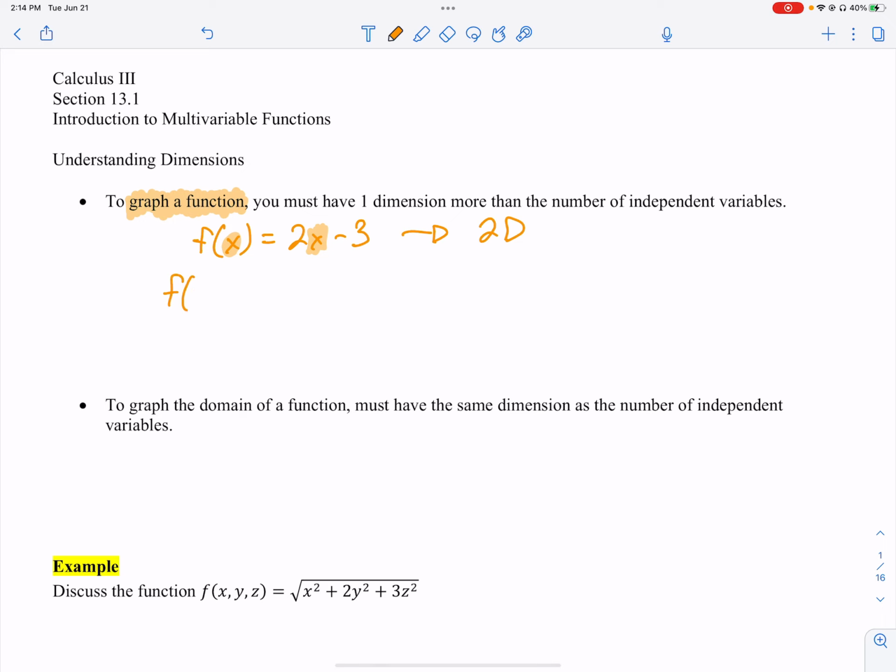Now where we're headed is taking, let's not call it f, let's call it g of x, y, and let's just make up some function, x squared minus 3y squared. I have two variables here. So that tells me this is in 3D, just like the extension from one variable to 2D.